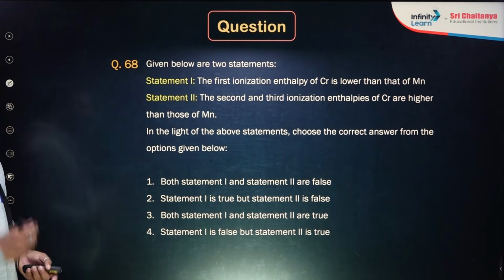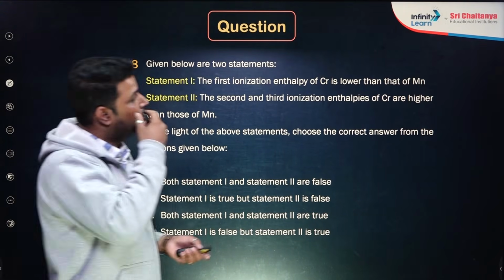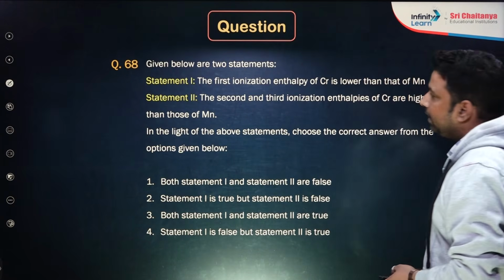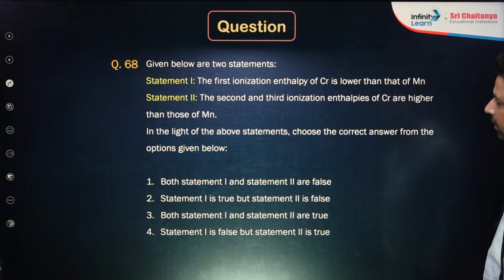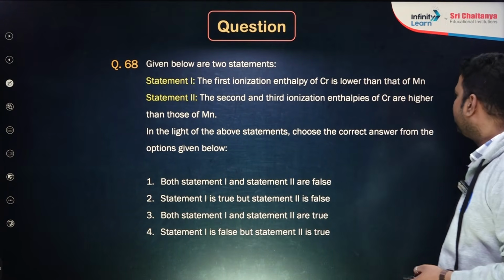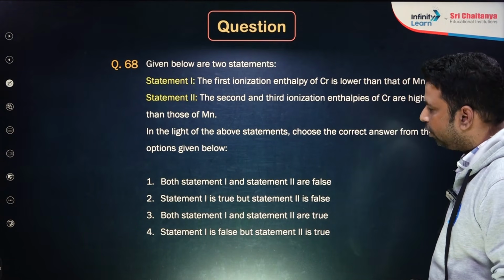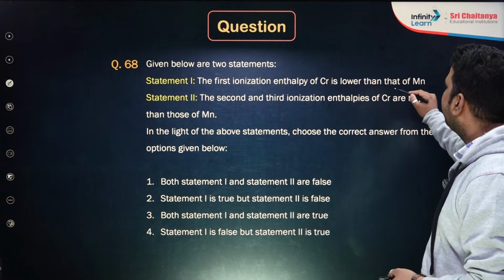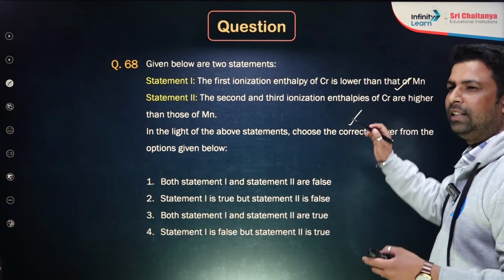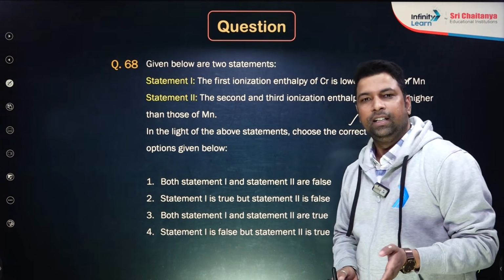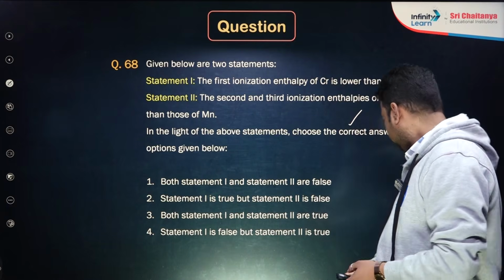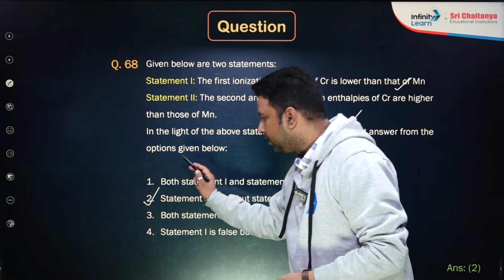Okay, the first ionization enthalpy of chromium is lower than that of manganese, and the second and third ionization enthalpies of chromium are higher than those of manganese. Statement 1 is correct, but statement 2 is wrong. It is just a table given in the NCERT, and the graph is also given in NCERT. So right answer would be your second part. Okay.